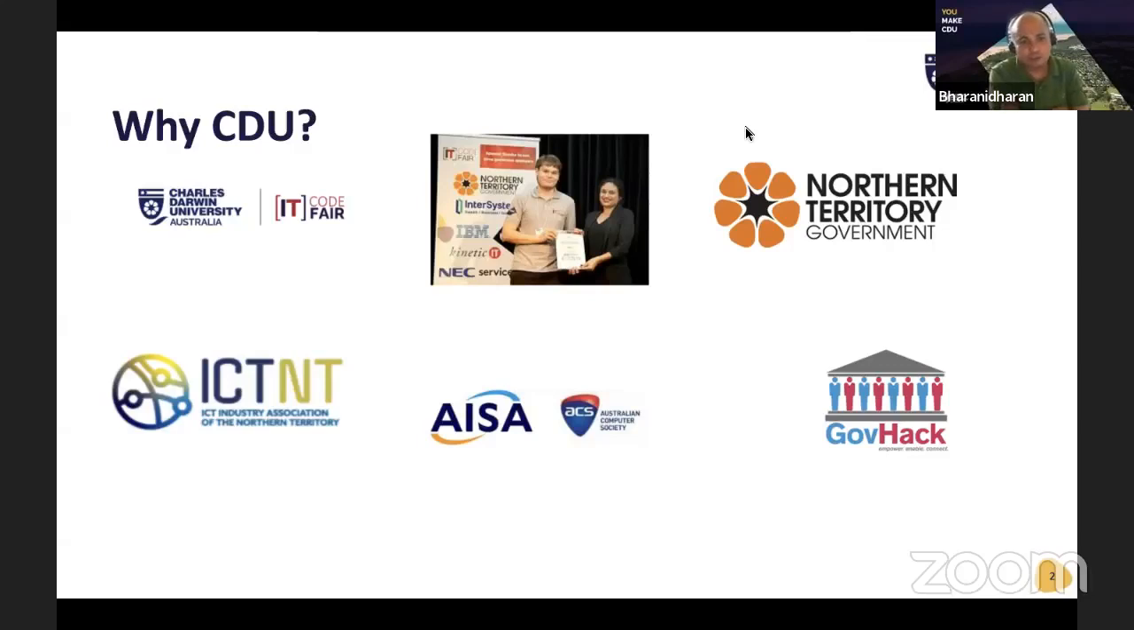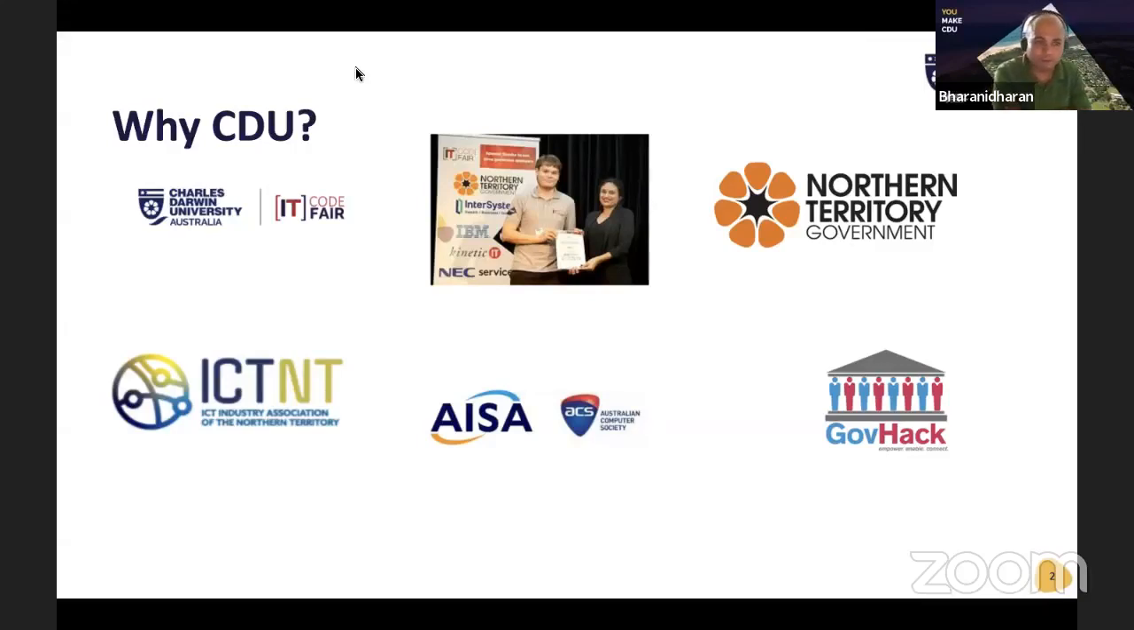We have very close ties with the Northern Territory government, which is one of the biggest employers for the IT sector. We also have closely knit connections with the industry association of the Northern Territory, ICT-NT, a conglomerate of all the IT companies that represents the largest group. We also work with not-for-profit and for-profit organizations like the Australian Information Security Association, the Australian Computer Society, and GoHack, and there are more connections with the industry. So that is one of the main reasons why you should be studying with Charles Darwin University.